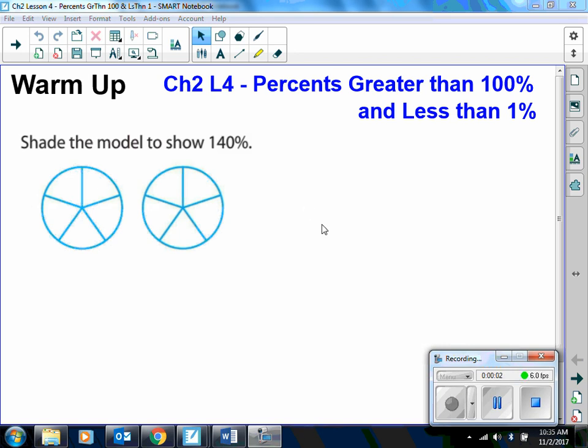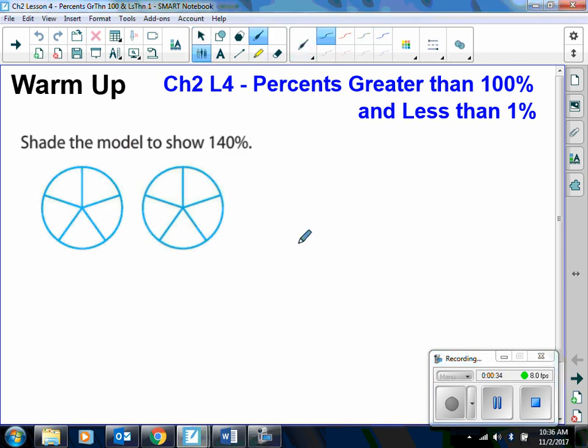So Chapter 2, Lesson 4 is percents that are greater than 100% and percents that are less than 1%. On the warm-up, it says shade the model to show 140%. Now, when we're talking about percents, when we have a whole thing, what percent is that? That's 100%, right? So here, what I'm going to do is separate 100% from the rest of it, okay?